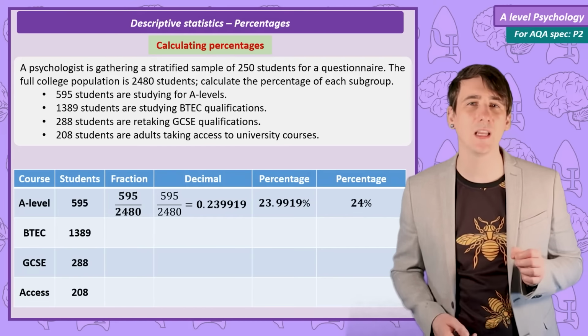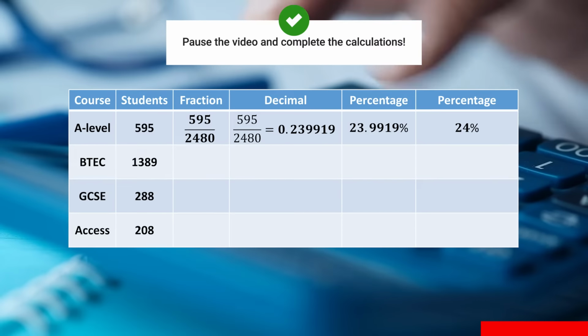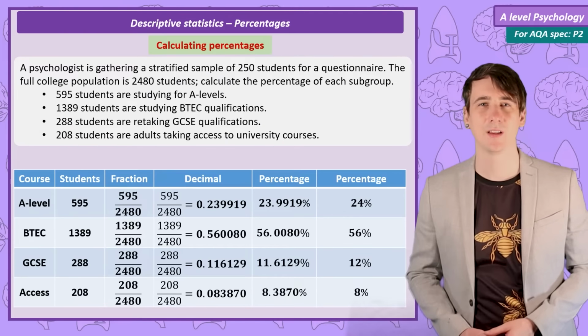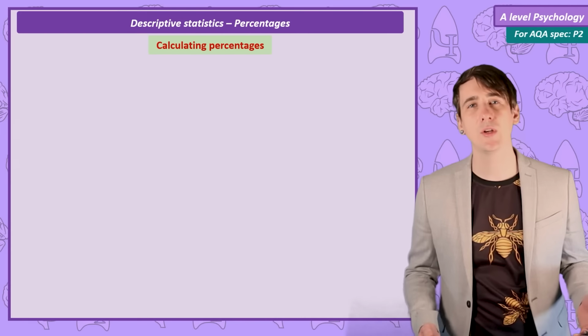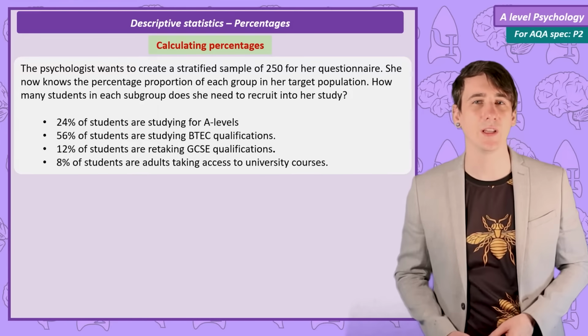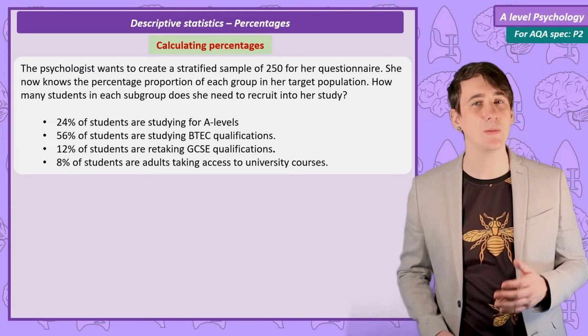Pause this video and try the same calculations with the other groups. Here are the percentages. Secondly, let's see what we need to do if you need to find the percent of a number. So you now know that the sample in the study is 250, and we need strata that are 24%, 56%, 12%, and 8% of this number.